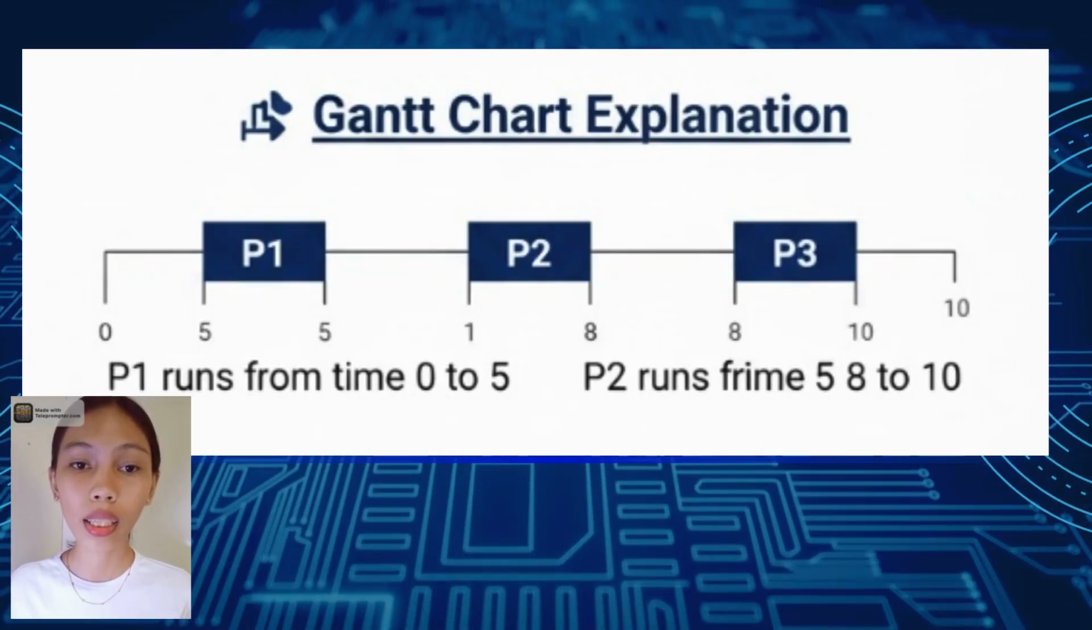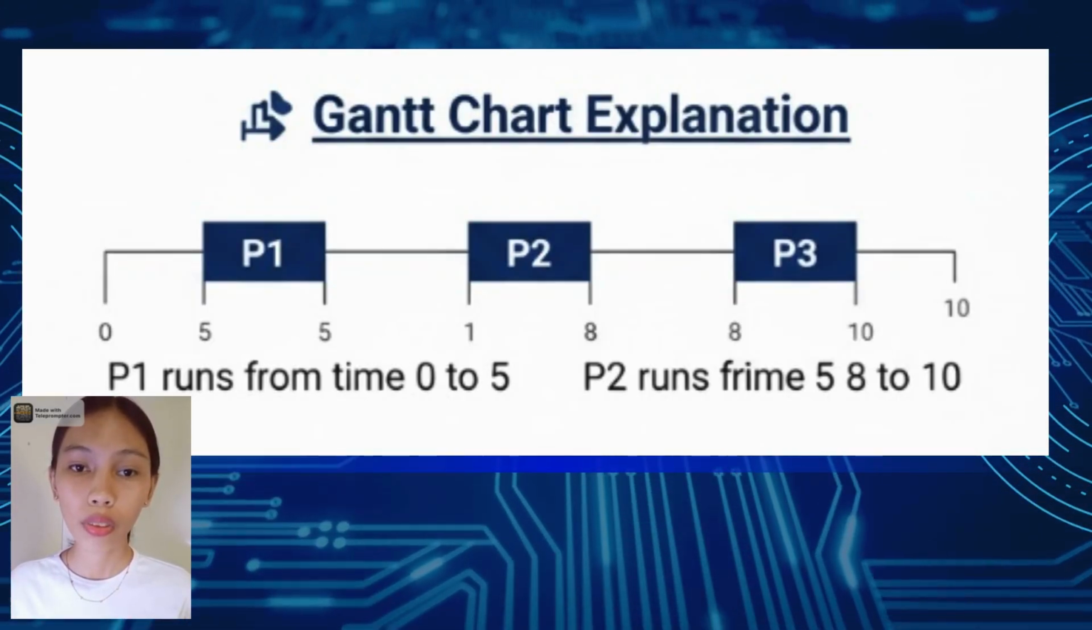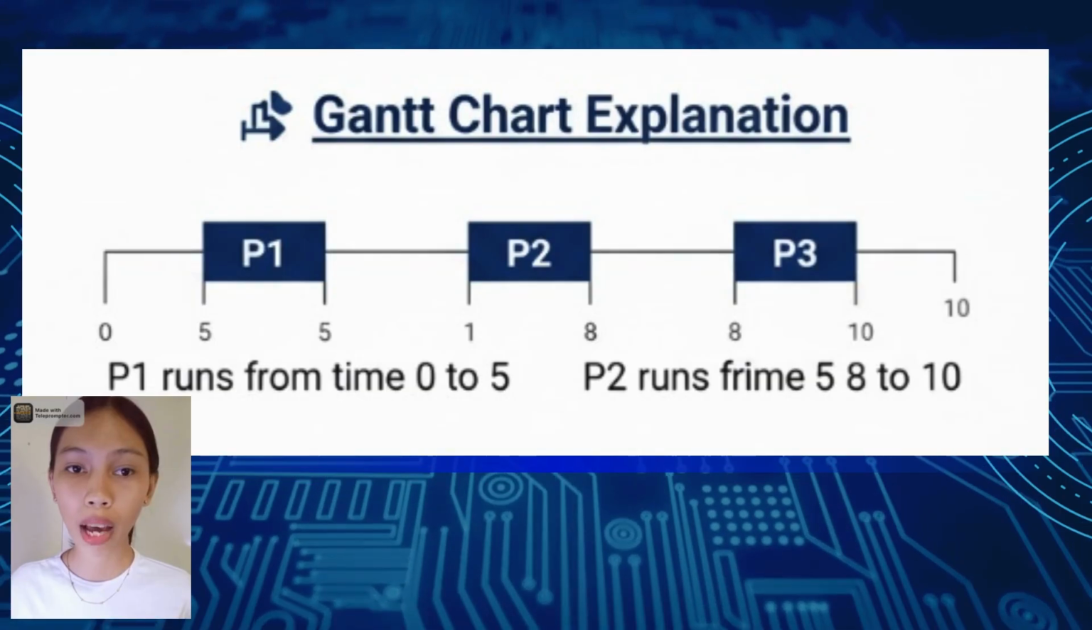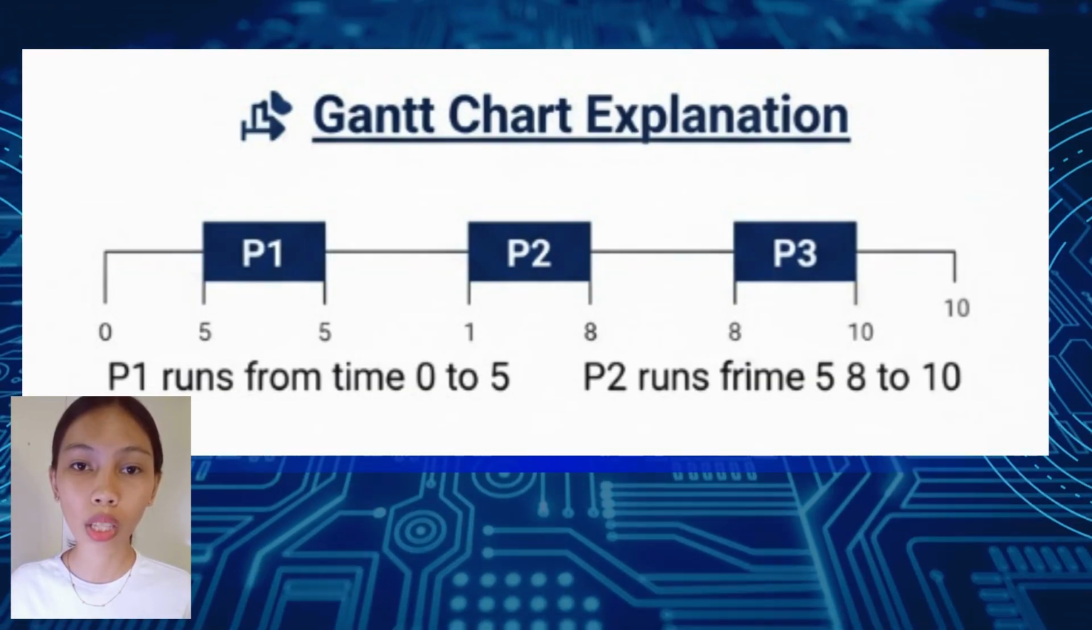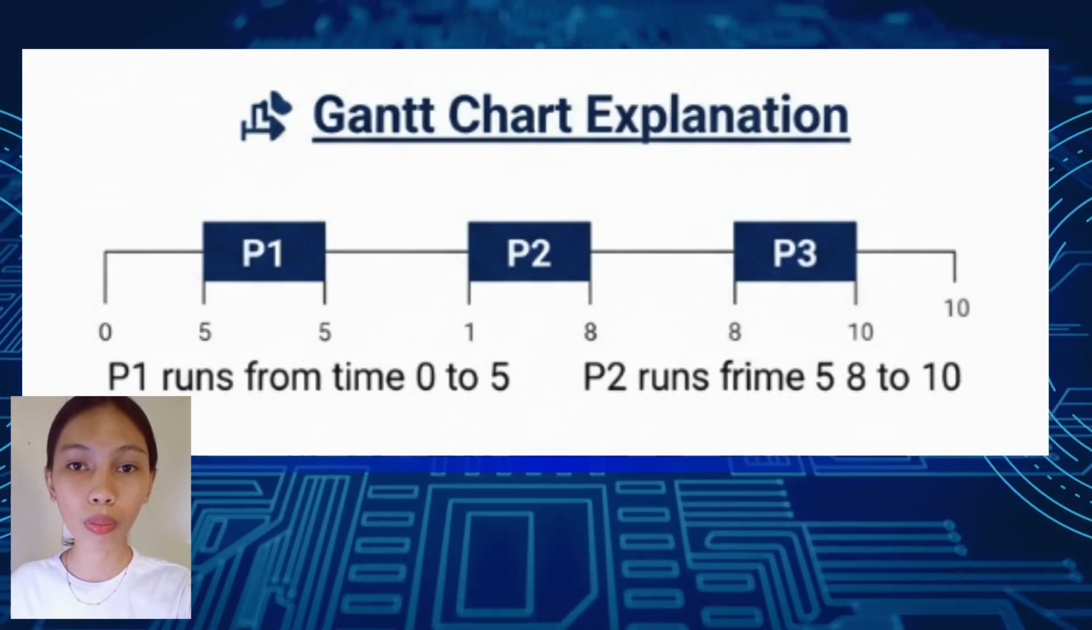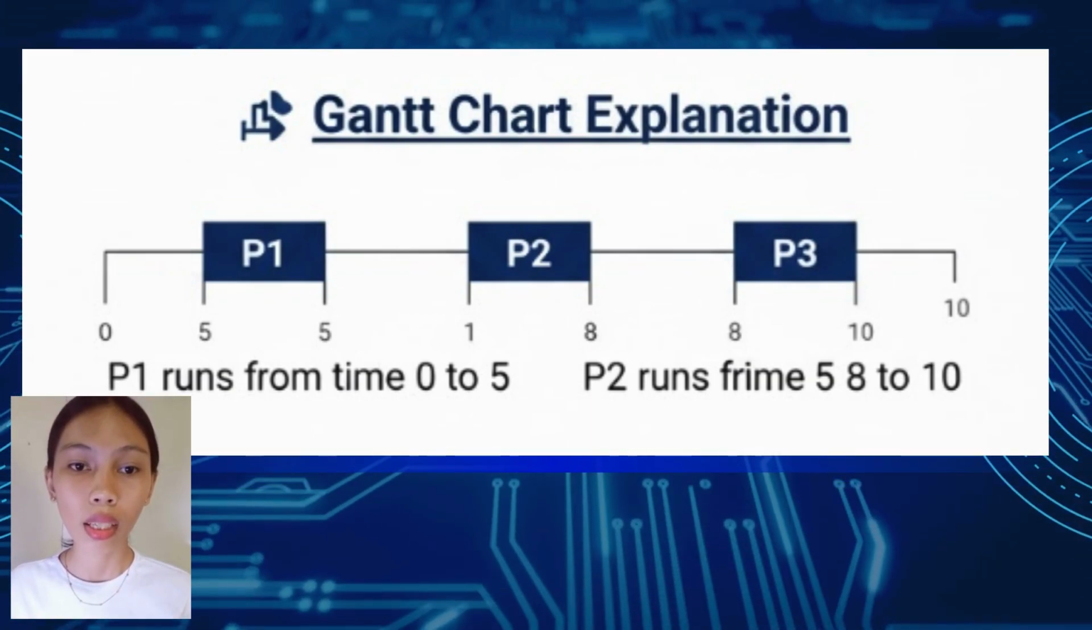Now let's look at the Gantt chart. P1 runs from time 0 to time 5. After P1 finishes, P2 runs from time 5 to time 8. Then P3 runs from time 8 to time 10.